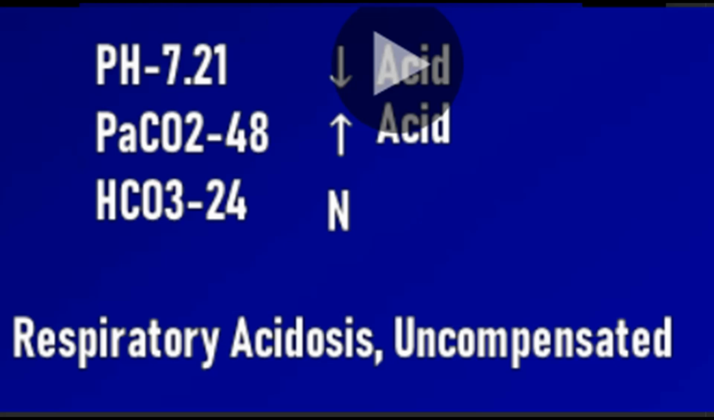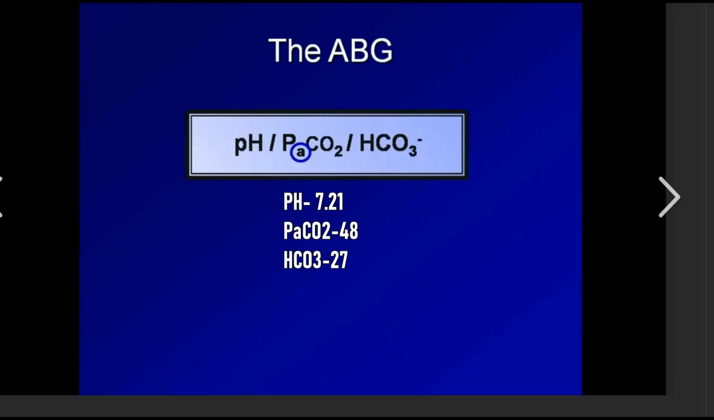Now let's look at the same ABG. I am changing the bicarb level to 27. pH of 7.21, PaCO2 of 48, and bicarb changed to 27. So pH 7.35 to 7.45, it's low. This is how you interpret: you look at all these three values, look whether it's normal, low or higher. PaCO2 35 to 45, so it's high. Bicarb 22 to 26, so it's high. When pH drops, it is acid.